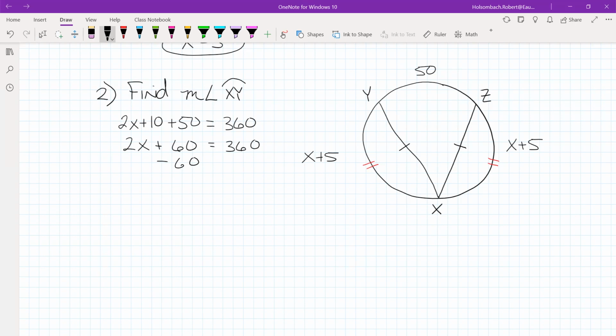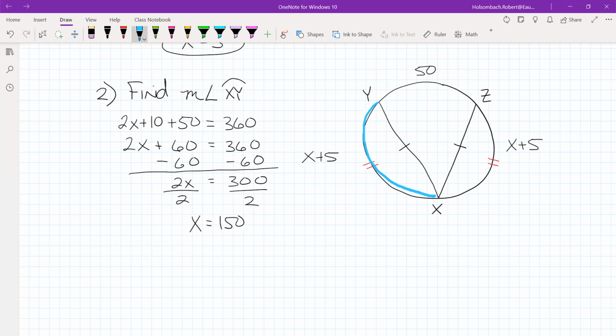Subtract 60 from each side. 2x equals 300. And then divide both sides by 2. So our x is equal to 150. But that wasn't the question, was it? The question was to find the measure of XY. And right here is the measure of XY represented by this expression.